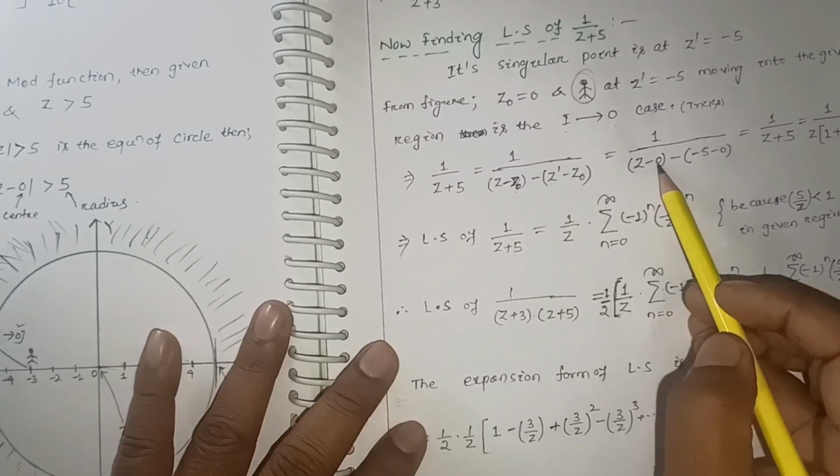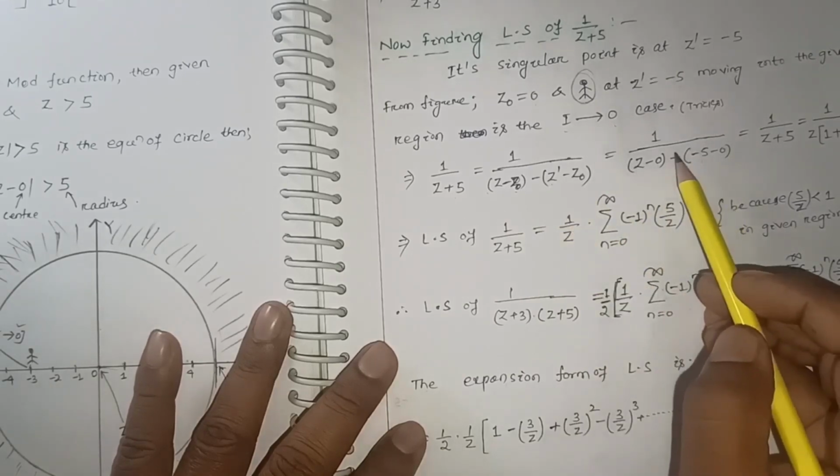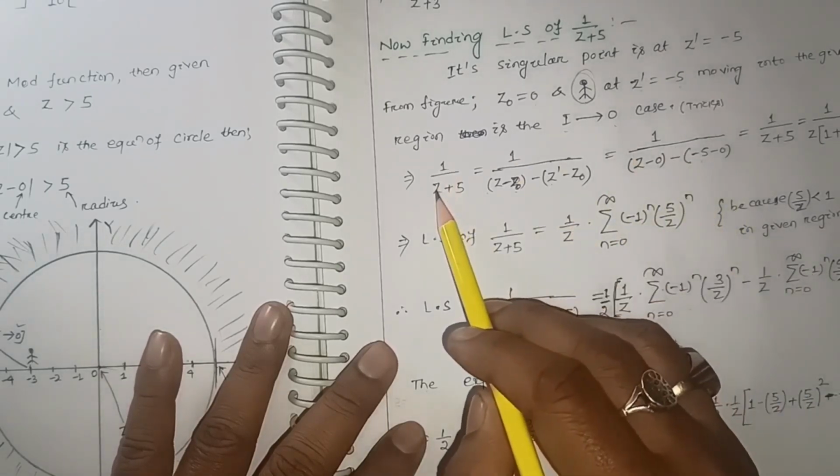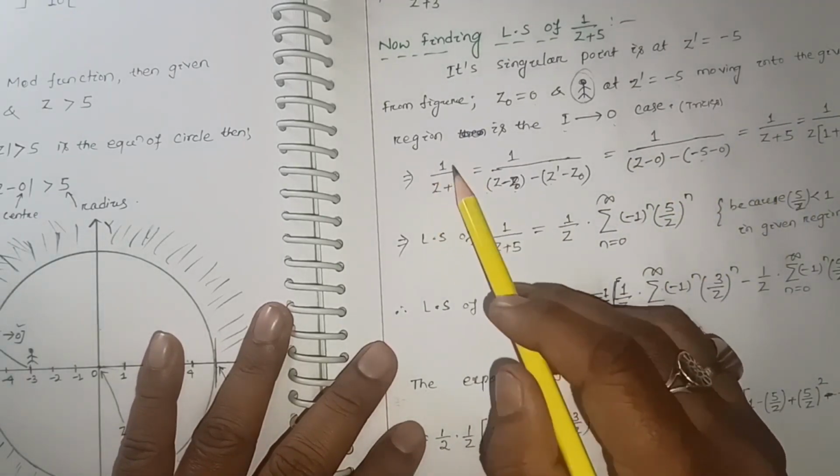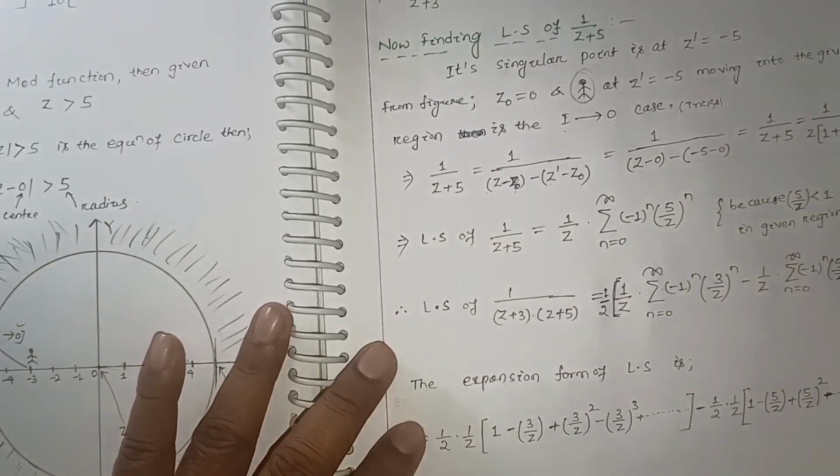So here z0 is your 0, z dash is your minus 5. Now we are going to check that it is exactly the same as the original function or not. Here you can see this is 1 by z plus 5. The original function is 1 by z plus 5. No need to multiply by minus 1.